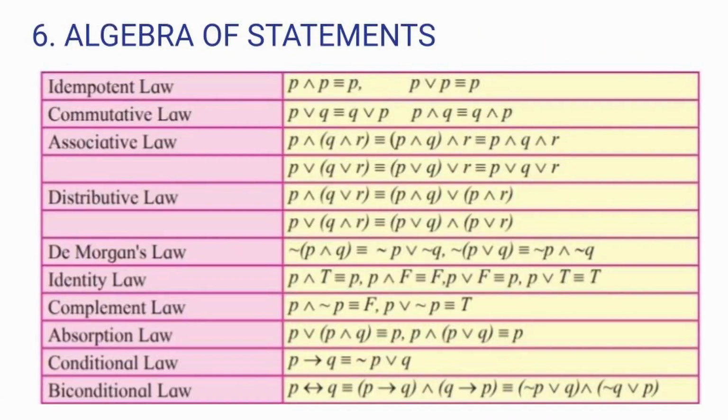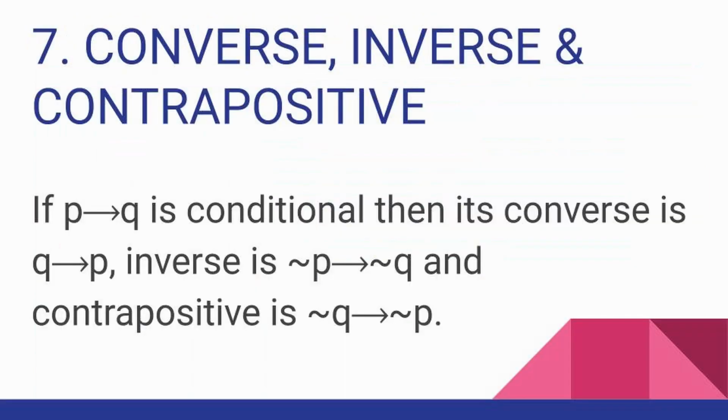And we had algebra of statements. These are the important laws: idempotent, commutative, associative, distributive, De Morgan's identity, complement, absorption, conditional and biconditional. We solved problems using this algebra of statements in the previous exercises. Then we studied converse, inverse and contrapositive of implication.